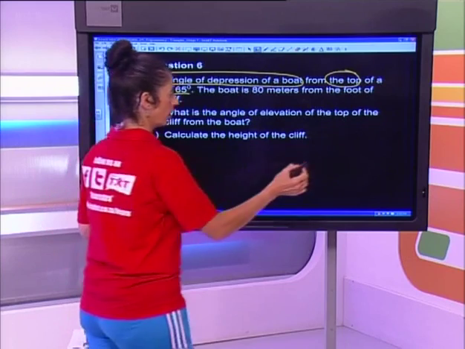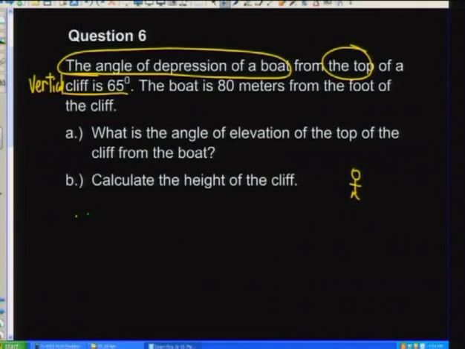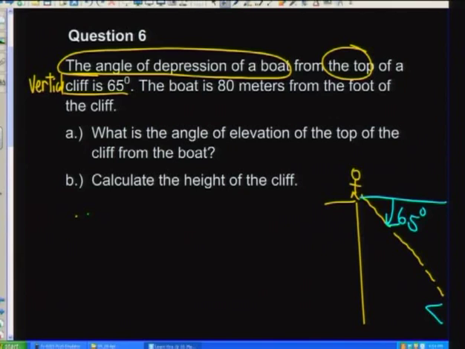Okay, so what's happening is you're on the top of a cliff, and you can see a boat out at sea. The angle of depression is measured from the horizontal. So I'm going to draw my horizontal, and I'm going to measure that angle of depression. And it is 65 degrees. And then I see a boat out at sea. Okay, there's its sail. And this boat is a certain distance from the vertical cliff.